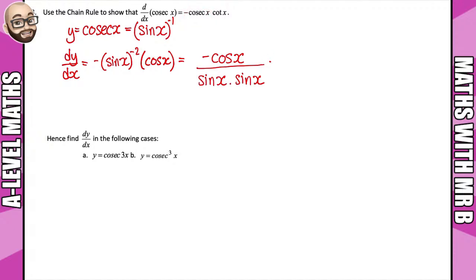So I might want to write this in one extra line just to show that I actually know what's going on here. I'm going to write it as minus cos over sine x times by 1 over sine x, and then from there I should have no problem in writing it as negative cosec x cot x.